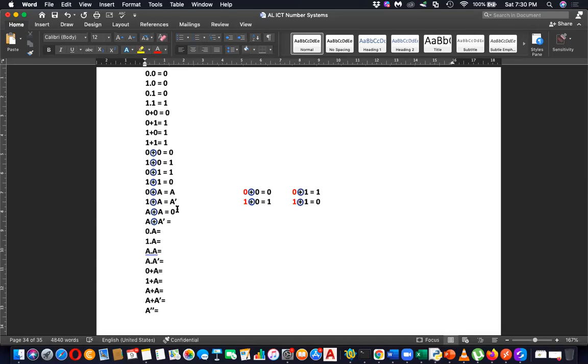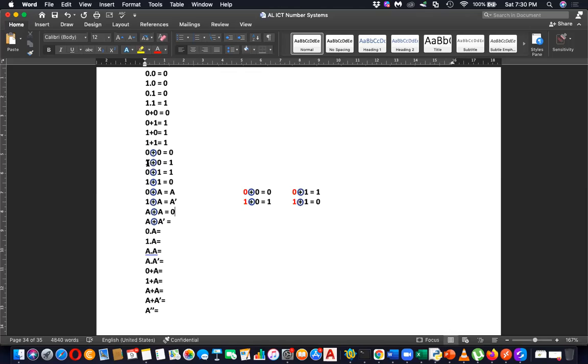So 0 XOR 0 is 0. If A is 1, the second A will also become 1. 1 XOR 1 is again 0. Here, 1 XOR 1 is 0. 0 XOR 0 is also 0. If both are equal, the answer is 0. Here, both are equal, the answer is 0. Therefore, A XOR A is 0.